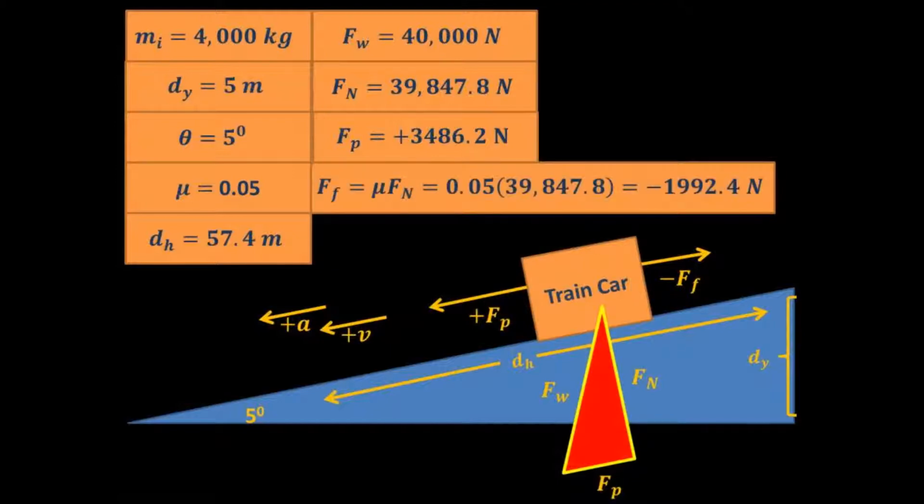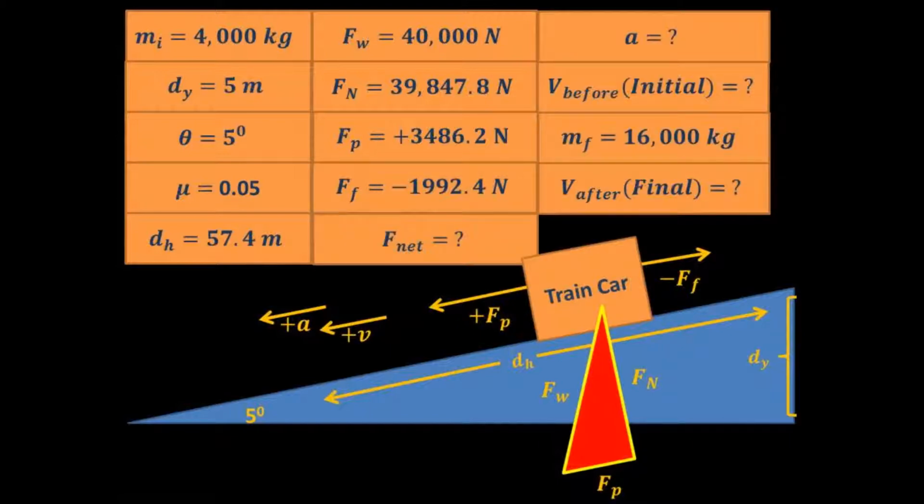The next value that we want to calculate is the friction. The friction is simply the product of mu times Fn, and it will be negative because it is contrary to the direction of the motion. It is a resistance. It is negative 1,992.4 newtons. The friction is written in the table as negative 1992.4 newtons.